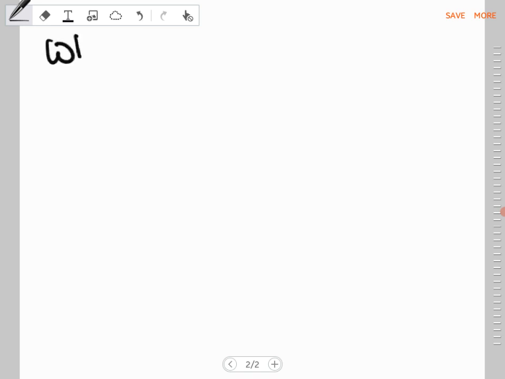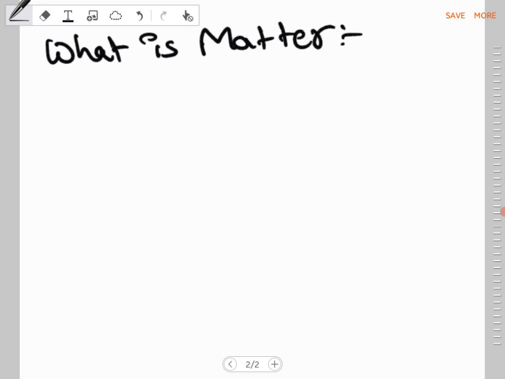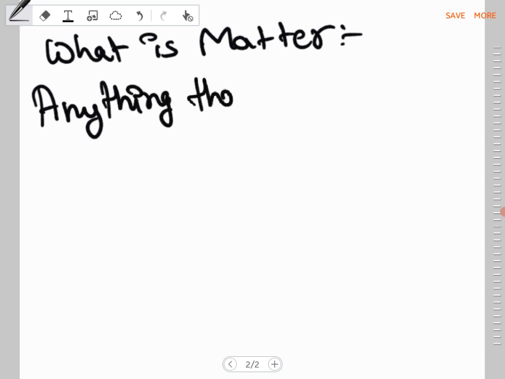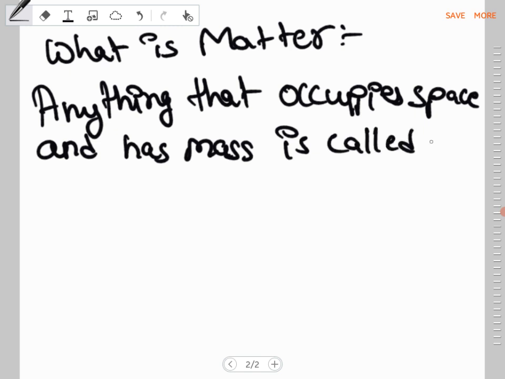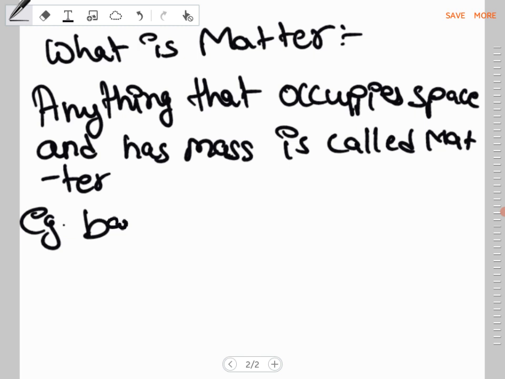Now, we need to know what is matter. Anything that occupies space and has mass is called matter. Examples of matter would be a basketball, like the past example, and you.